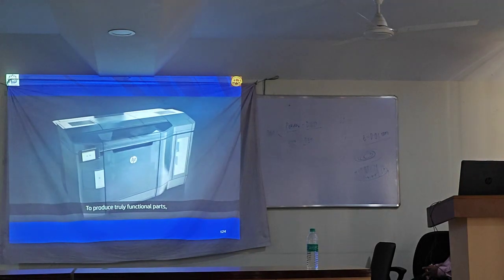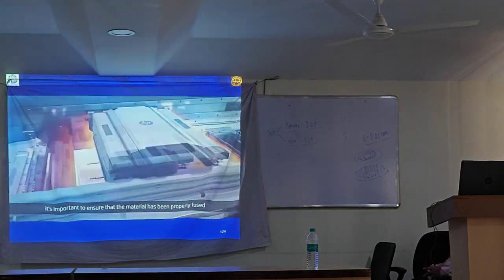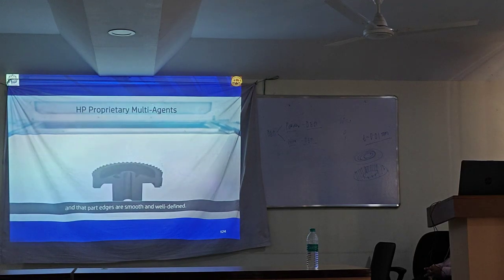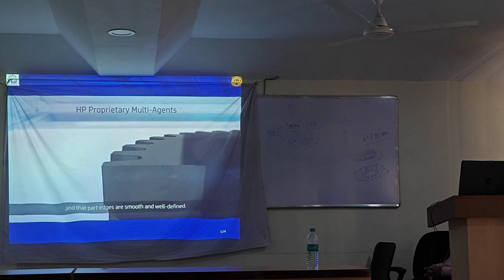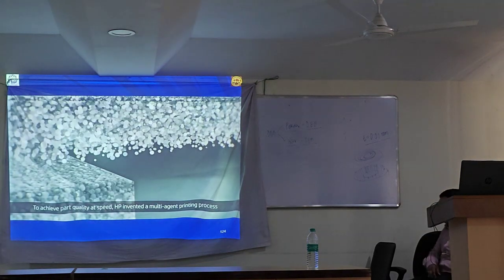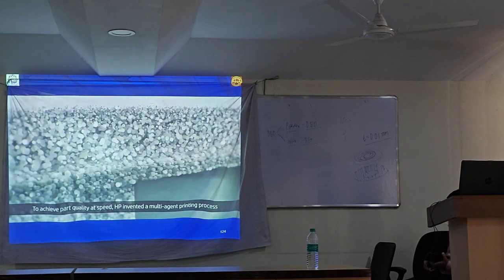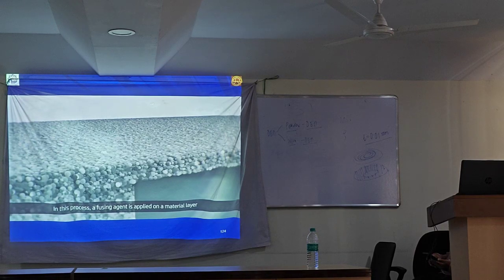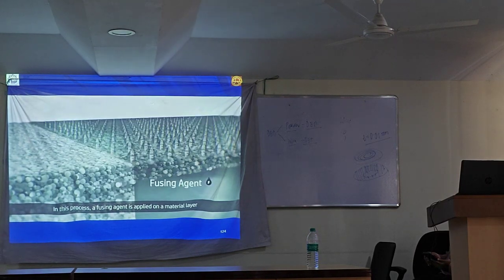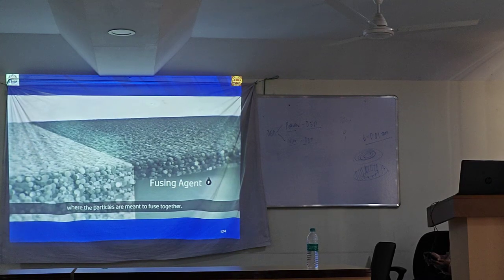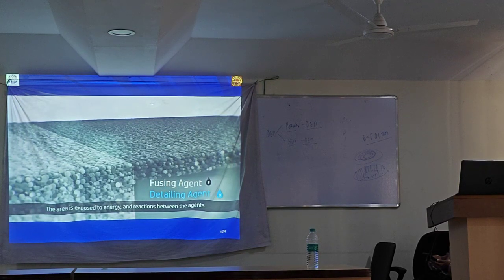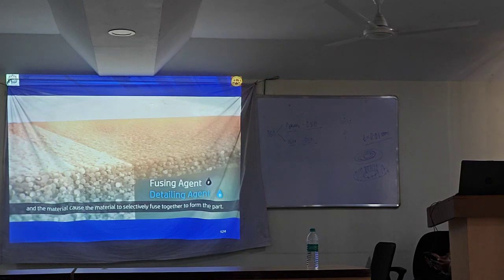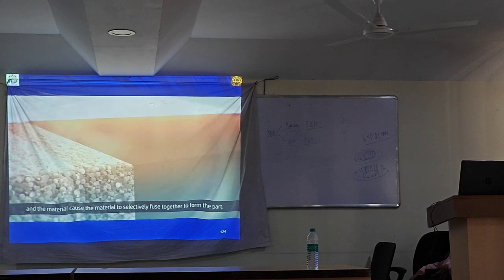To produce truly functional parts, it's important to ensure that the material has been properly fused and that part edges are smooth and well defined. To achieve part quality at speed, HP invented a multi-agent printing process. In this process, the fusing agent is applied on a material layer where the particles are meant to fuse together. A detailing agent is applied to modify fusing and create fine detail and smooth surfaces. The area is exposed to energy, and reactions between the agents and the material cause the material to selectively fuse together to form the part.